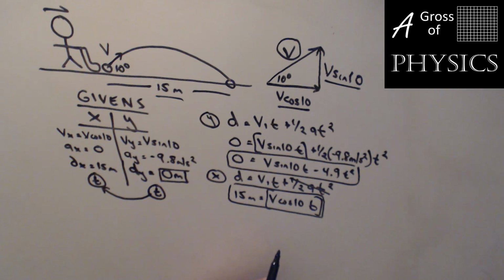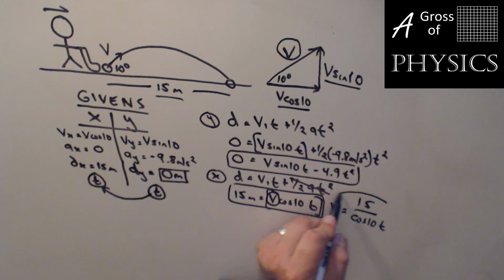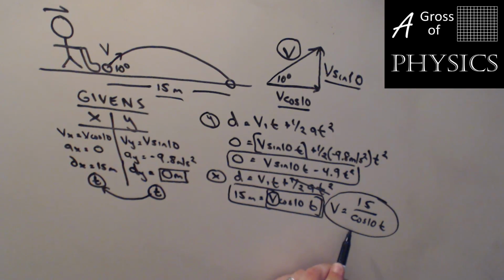So what I'm going to try to do is solve for the v, and I'm going to replace this v right here. So I'm going to take this and get that by itself. And the way I would do that is I would say, if I just do it over here, v equals 15, and I'm going to divide cosine 10 t over to the other side. So this equation here, I'm just going to circle it, is the simplified version of equation x that has v by itself.